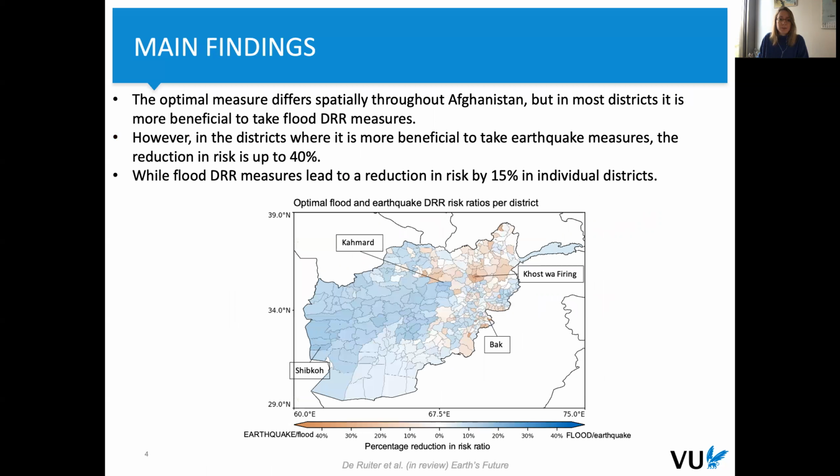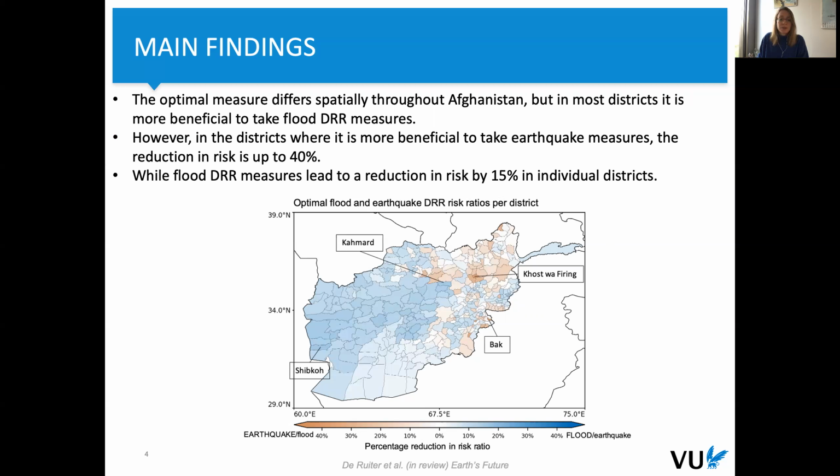In the map, the districts in blue are those where the sum of the flood and earthquake risk ratios is lowest in the flood DRR scenario. And in red are the ones where earthquake DRR measures cause the lowest total risk ratio. The color gradients show the percentage risk reduction of one DRR scenario over the other. So the deeper red districts, for example, are those where the percentage reduction in risk ratio is much larger in the earthquake DRR scenario. And in blue, you see the districts where the flood DRR scenario results in a much larger percentage reduction in risk ratio. The less darkly colored districts would be impacted both positively and negatively to a much lesser extent by either one of the DRR measures.